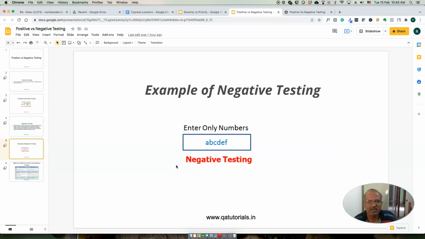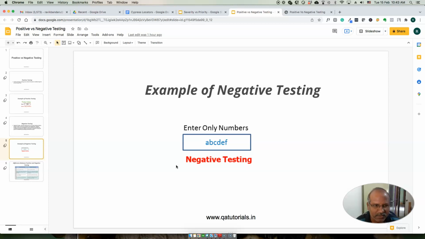There will also be multiple negative tests. Age cannot be more than 1000, or 500. Age cannot be less than 0. Age cannot be alphanumeric. All these kinds of negative testing you can do on the age field to validate the input.